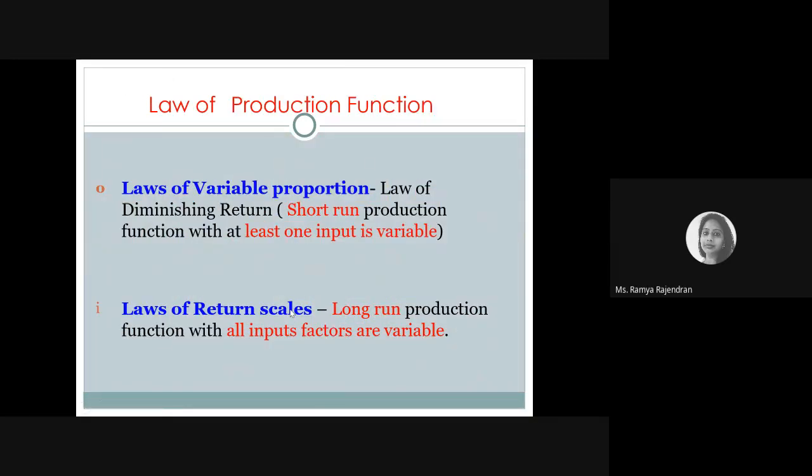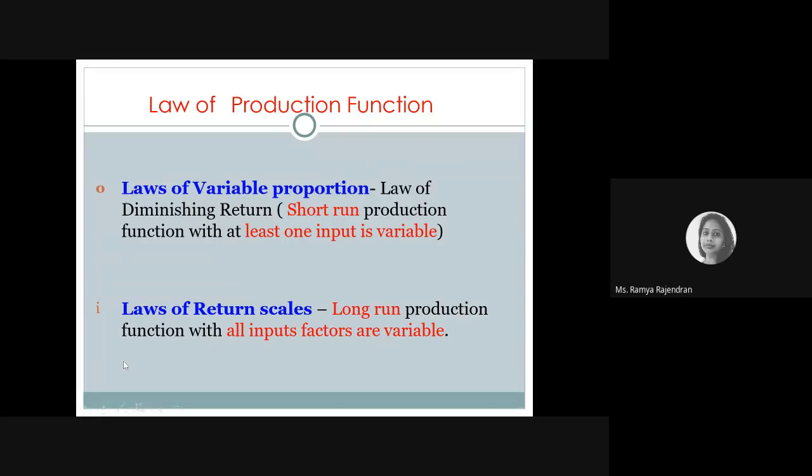Okay, so based on this, we'll be discussing two different laws: the law of variable proportion and the law of returns to scale. The law of variable proportion applies to the short run production scale, where at least one input is variable. We discussed that capital was fixed and labor was varying, right? So we'll be studying the marginal product and average product by considering only one input varying. This happens only in the short run production, right?